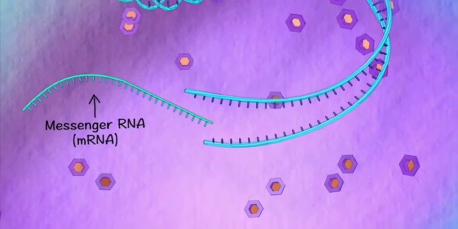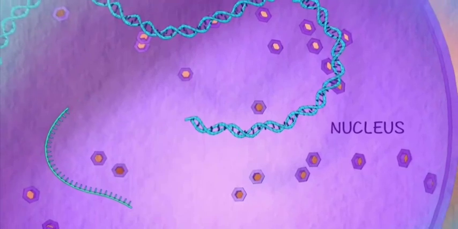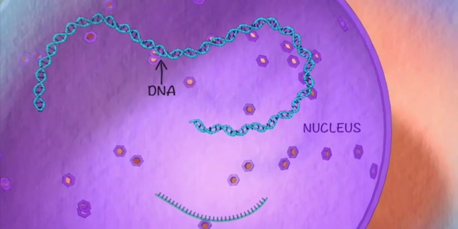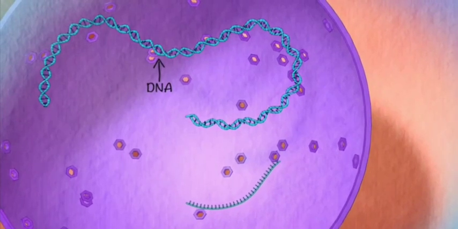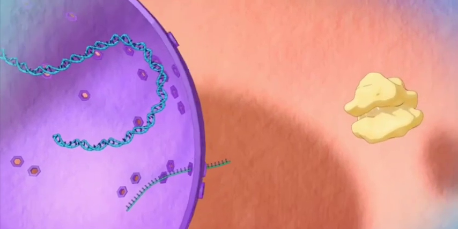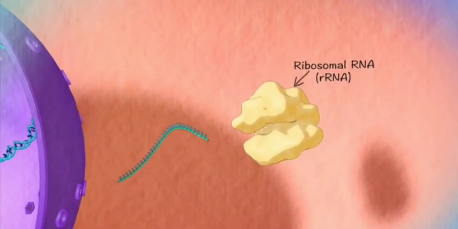Messenger RNA starts off in a cell's nucleus. Here it transcribes or copies the instructions for assembling a protein from a portion of the cell's DNA. Next, the messenger RNA takes these instructions or protein recipe to a ribosome in the cytoplasm.